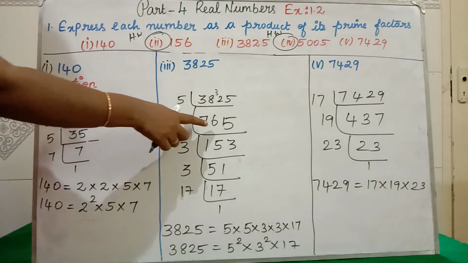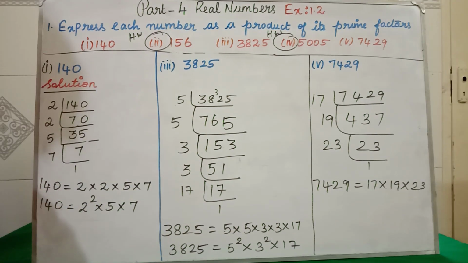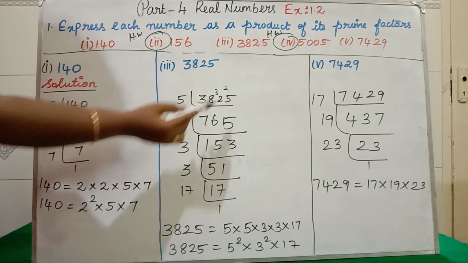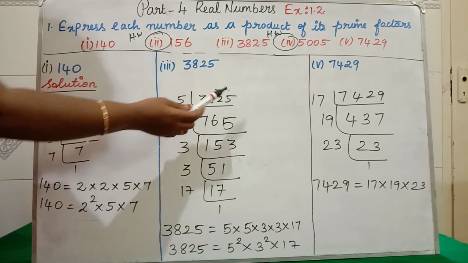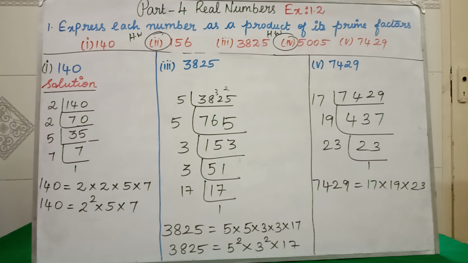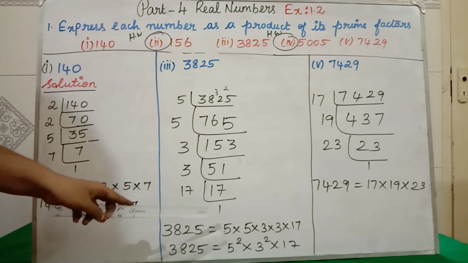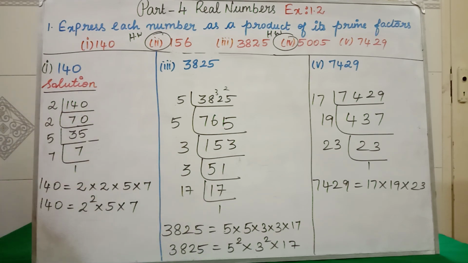In the 5 table, near 32, 6 fives are 30. Again an extra 2 is left, so put this 2 here. So now 25, and 5 fives are 25. This is the model you have to follow. Clear? Now similarly we have arrived at 17. So 1 seventeen is 17.